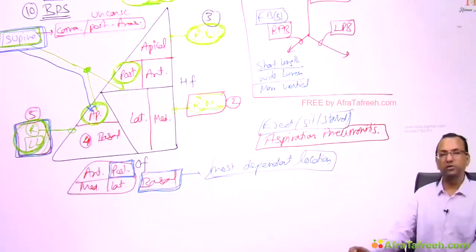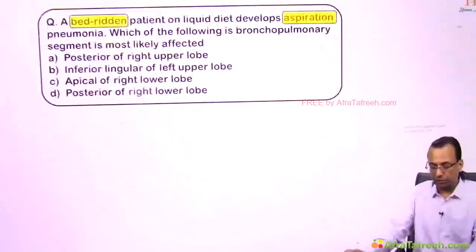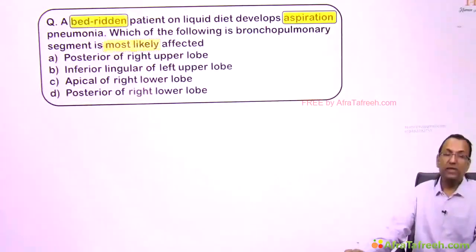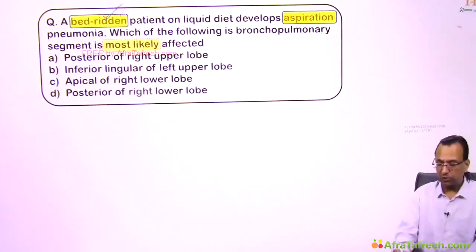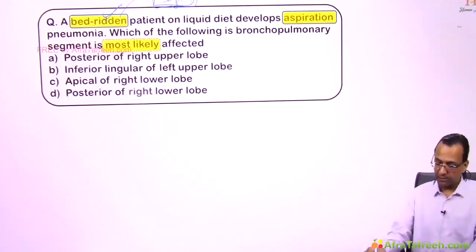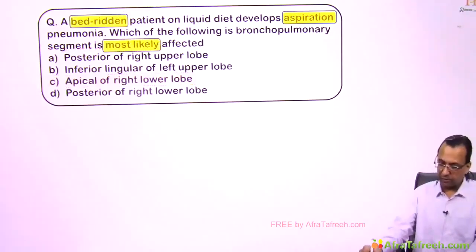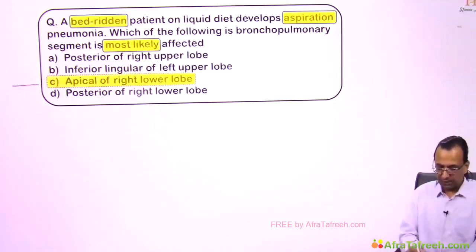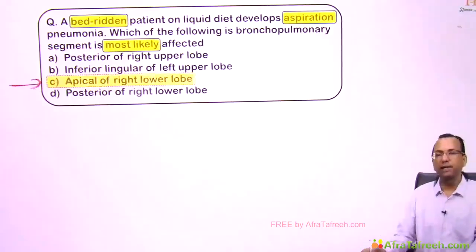Which question are you talking about? I'm talking about this question. It is asking about a bedridden patient, who is usually supine. So tell me, if the patient is supine, then aspiration pneumonitis is most likely there. And now you have got two answers. So which one will you prefer? You will see that this is the best possible answer. And what is that? Apical BPS of the right lower lobe.